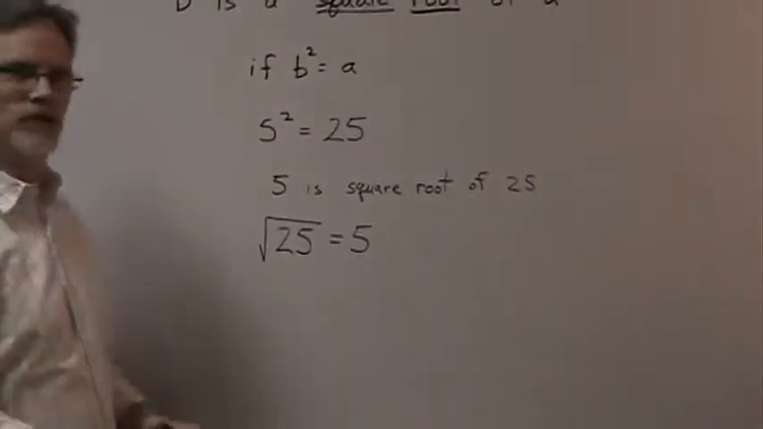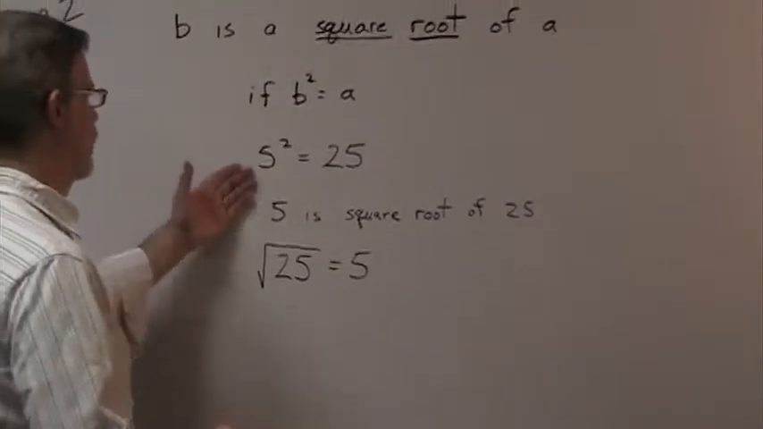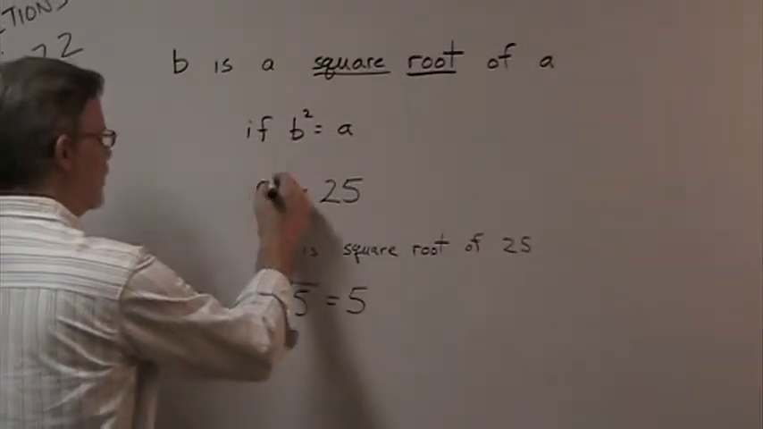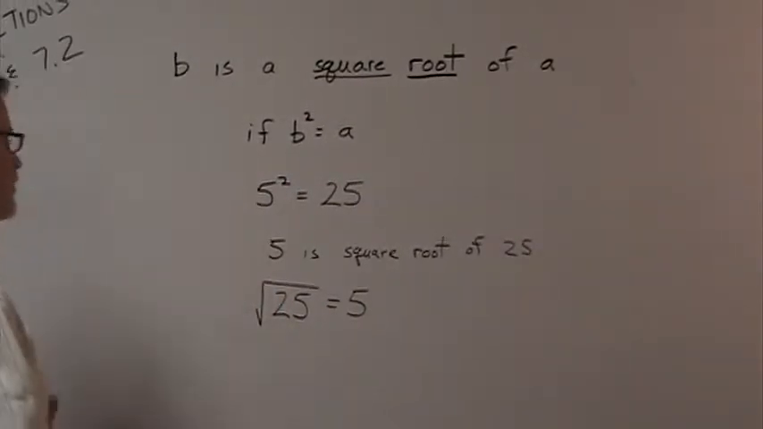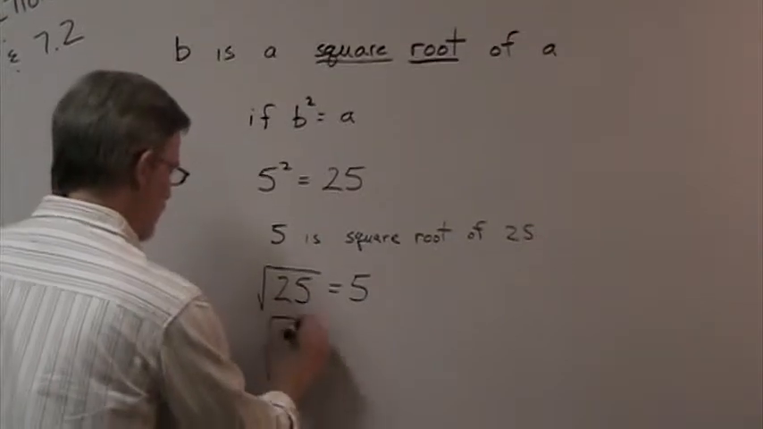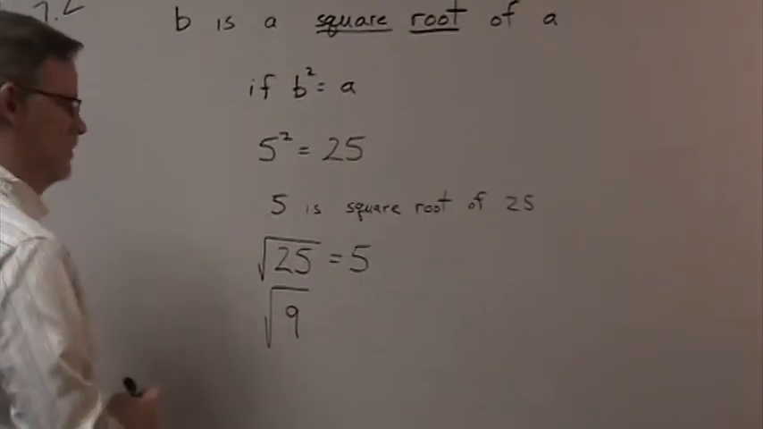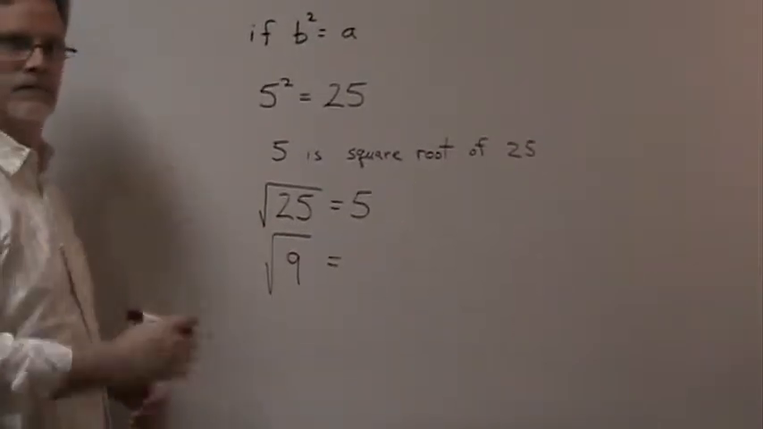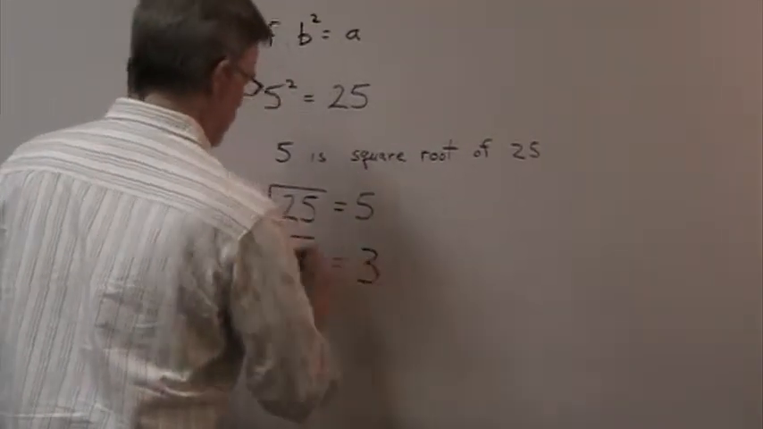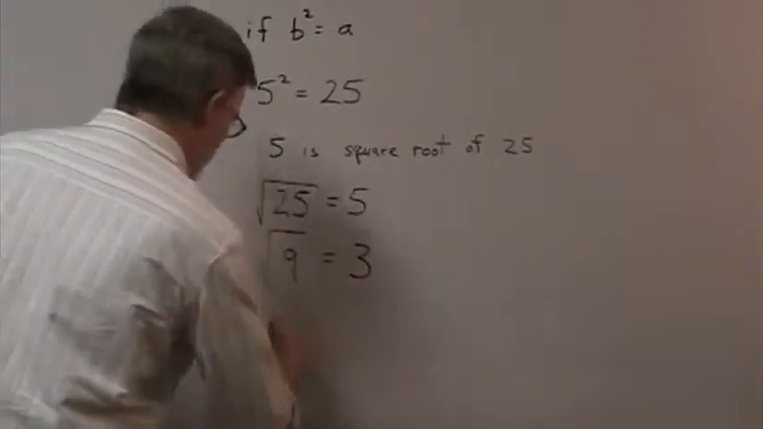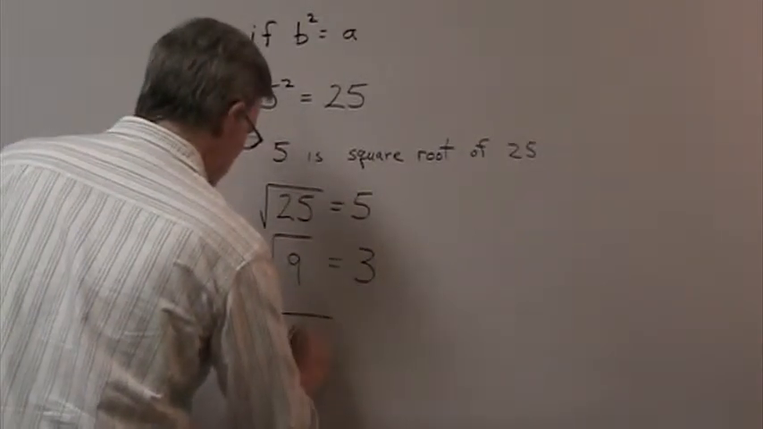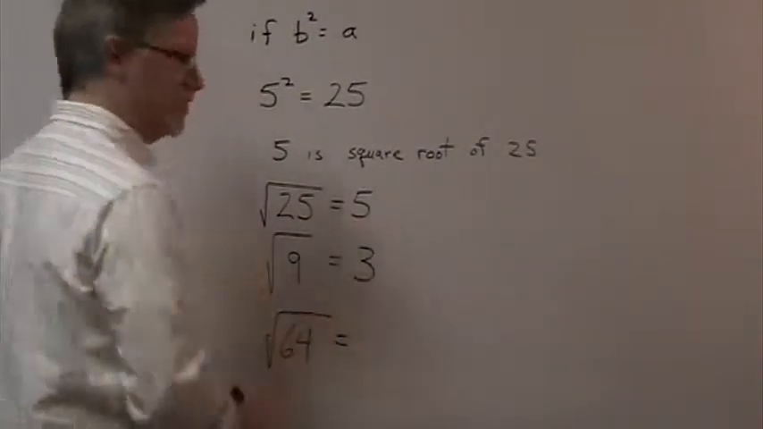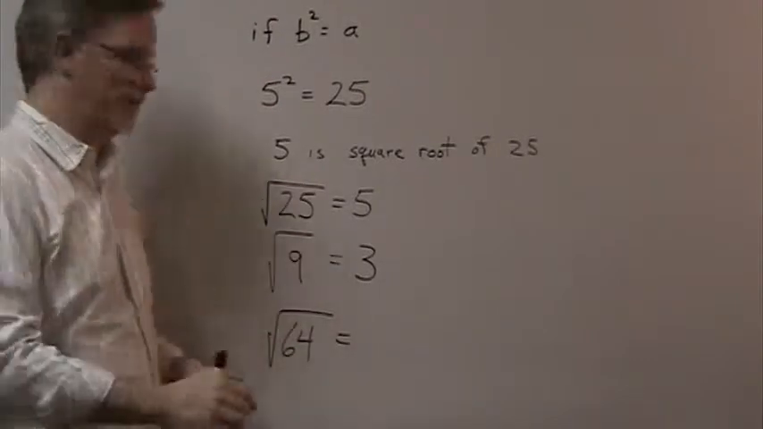Right? So then you should be able to get things that you know, or this is called a perfect square. You should be able to have things that are very obvious to you. For instance, the square root of 9 is equal to, exactly right, 3. The square root of 64 is equal to, that's right, 8.